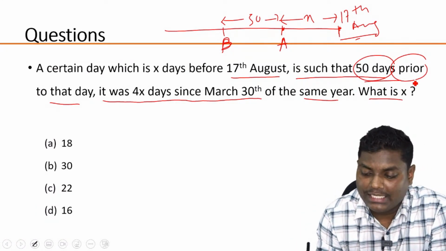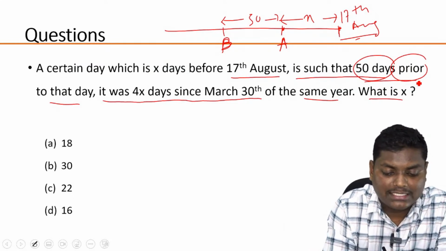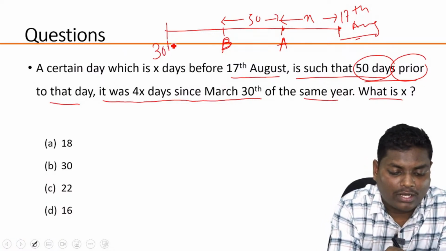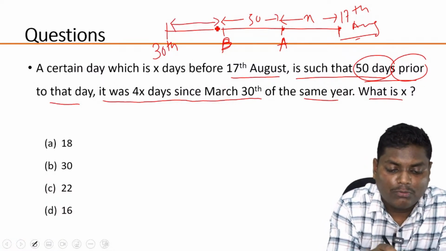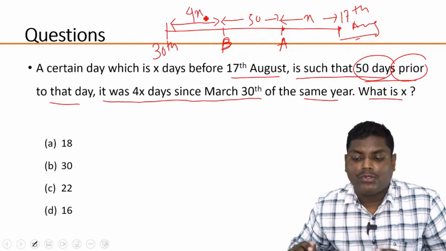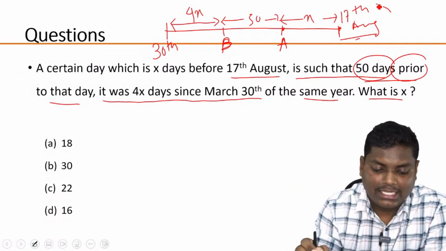Is such that 50 days prior to that day, to A, it was 4x days since March 30. So if we are having a date here, March 30, from this to this, it is 4x. Do you get the question now? So try this, draw a timeline and try to understand this. I'll again repeat the question.